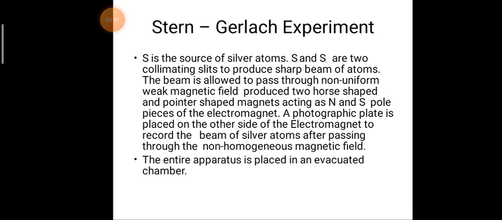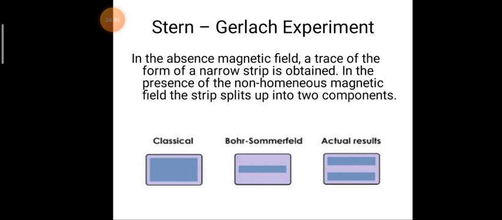Initially, the experiment is performed in the absence of a magnetic field. With the magnetic field turned off, the silver atoms are allowed to pass through the magnetic dipoles where there is no magnetic field, and the photographic plate records a pattern which is similar to Bohr-Sommerfeld.